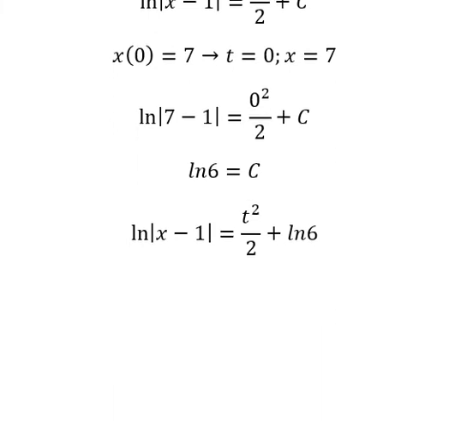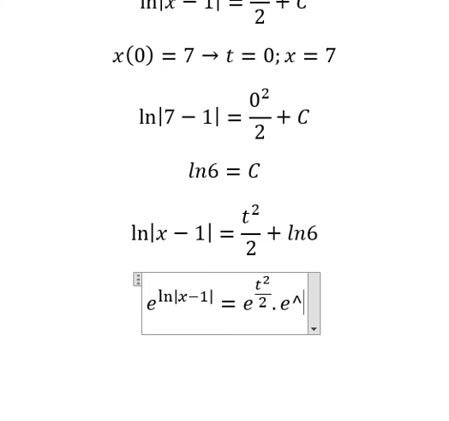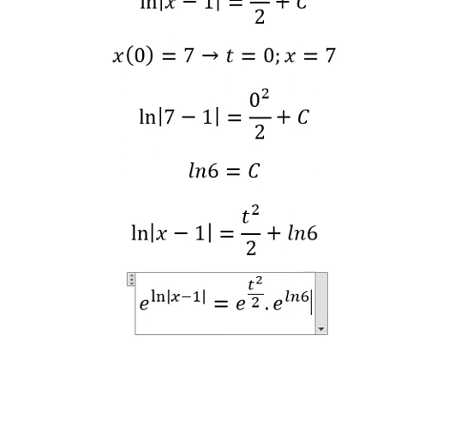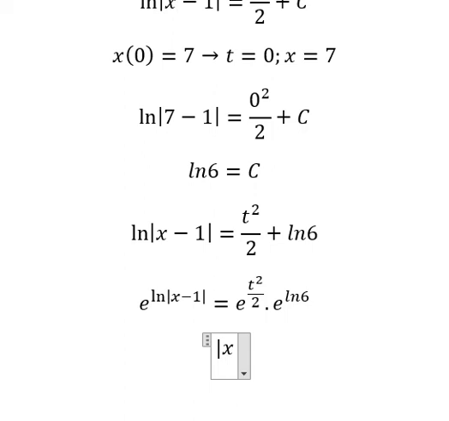Next, we put e for both sides. So this one we have the absolute value of s minus 1. This one we have 6 multiplied by this one.